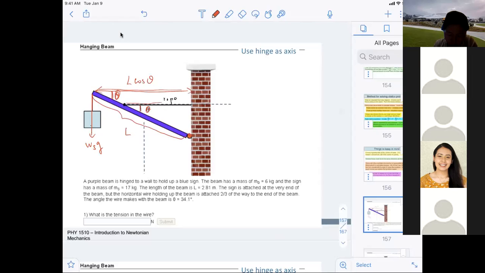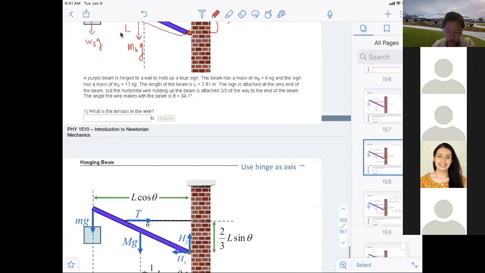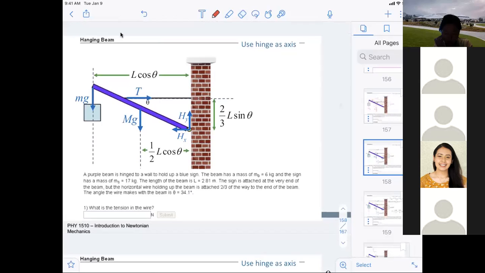Okay, sure. This distance we don't really care about. We wanted the halfway point, where the mass of the beam is, so we want this distance, and that is L over 2 cosine theta. Now this distance is 2/3 L sine theta. Okay, so that is what we show in this diagram over here.